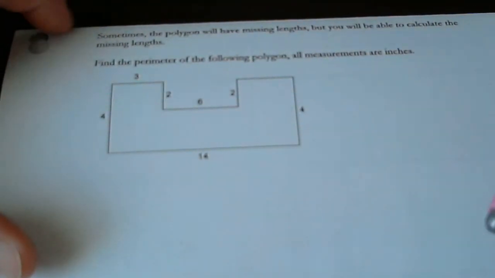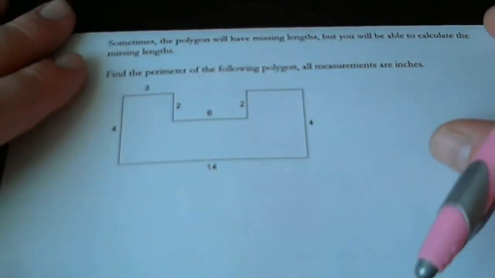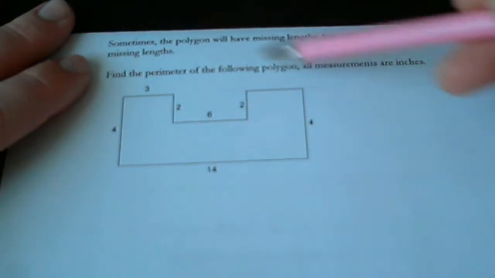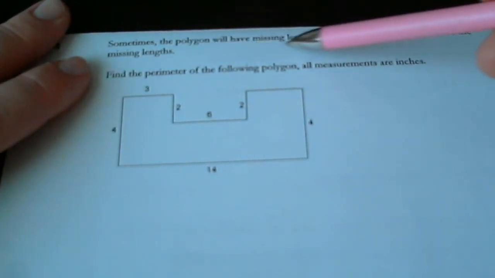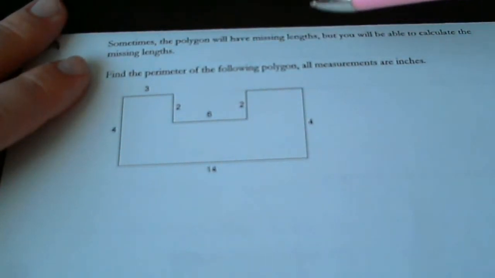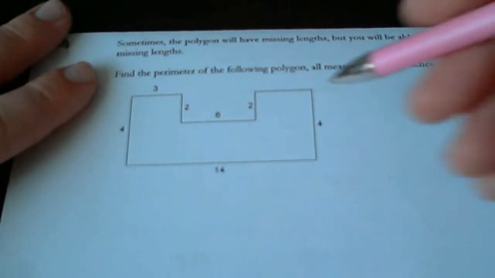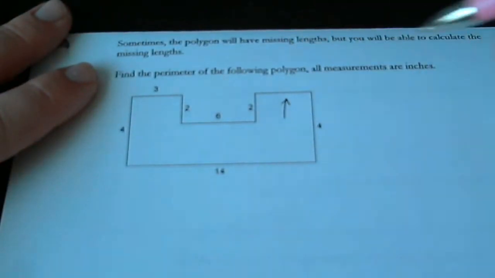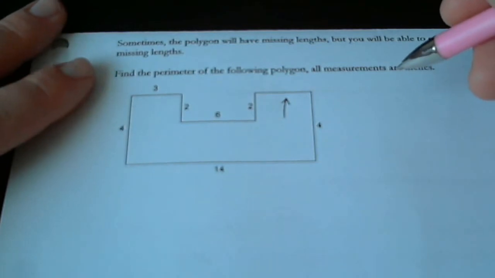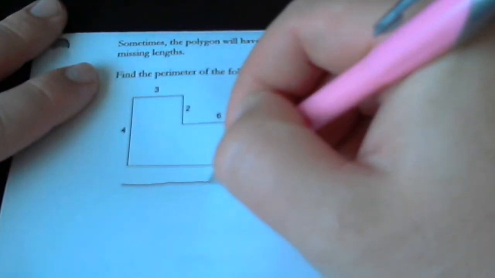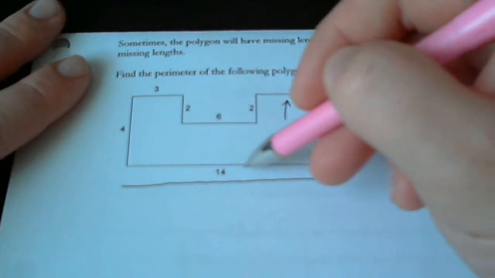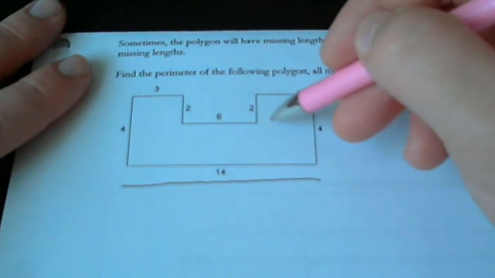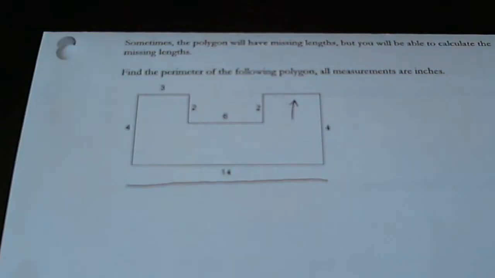Okay. Let's do the same thing down here. This one is a little bit easier since we don't have all the extra sides. But be careful, sometimes polygons will have missing lengths, but we'll be able to calculate those lengths and then add them in. Notice that this length right here is missing. Well, we can find that because we know the overall length here is 14. So that means every line that goes in this direction up here has to add up to 14.